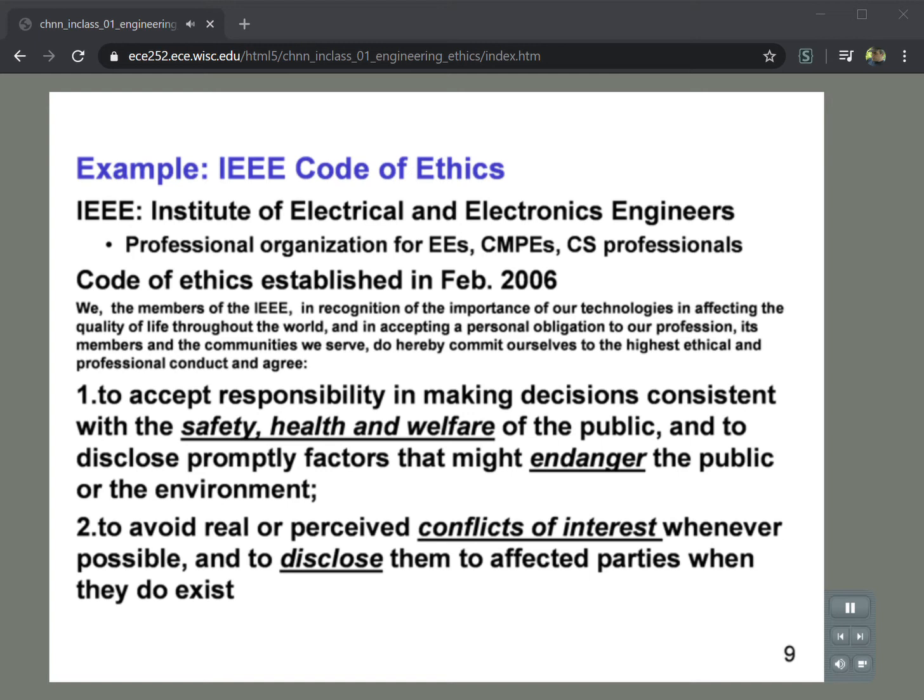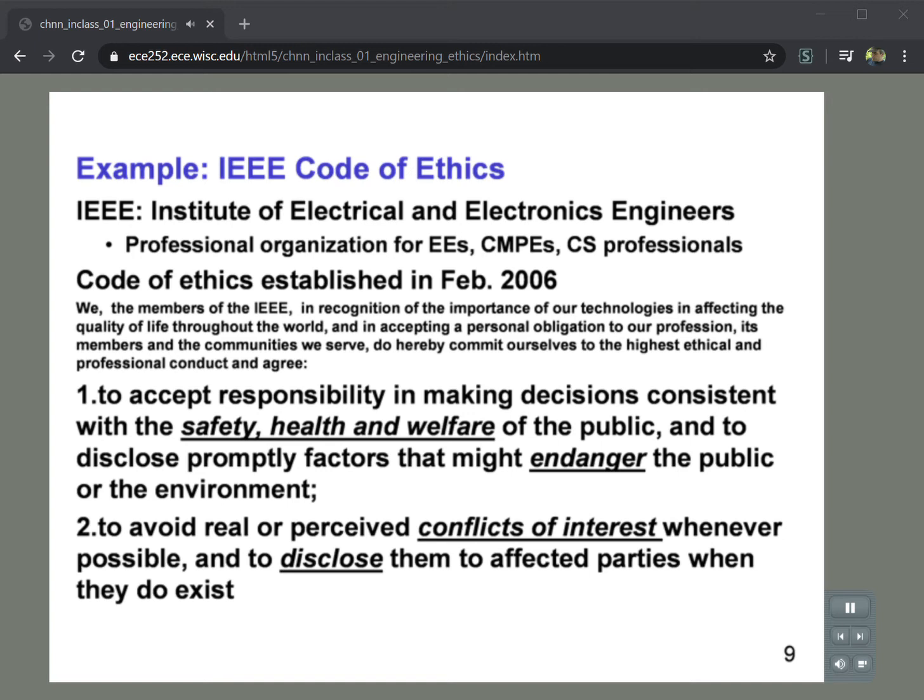Now, this code of ethics in and of itself is not something that's, in my view, particularly good. It's kind of a jumble of concepts and philosophies and suggestions and so on. It's perhaps not the greatest example, but it does touch on a bunch of areas that are relevant and important. So it's worth going through. So let's go through this. The first one says to accept responsibility in making decisions consistent with the safety, health, and welfare of the public, and to disclose promptly factors that might endanger the public or the environment.